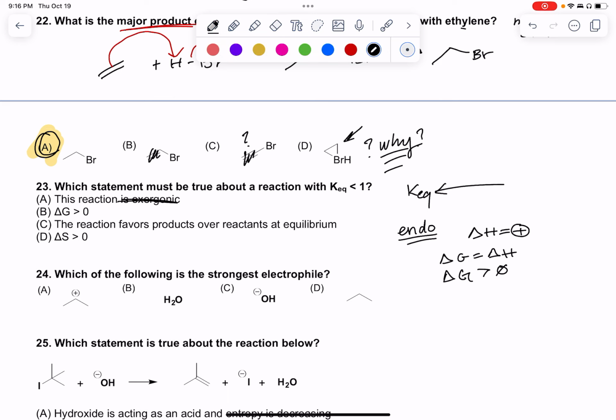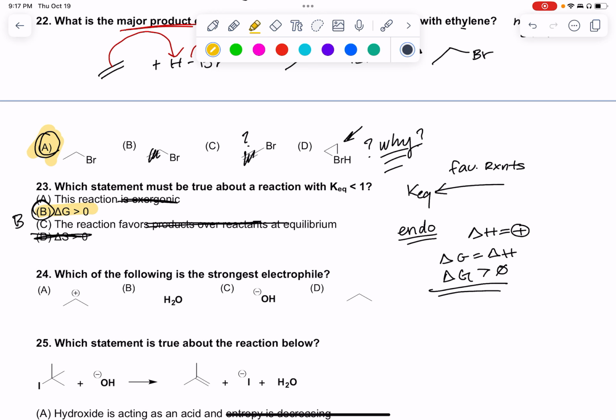So there's a few ways to look at that arrow. You can say it's endothermic. It's also favoring reactants. And it's pointing towards the reactants, right? I mean, it's pointing in the direction of where the reactants would be. So it doesn't favor products. That's wrong. And we don't really have enough information to say anything about delta S. We know that delta G is greater than 0. So B is the answer here.